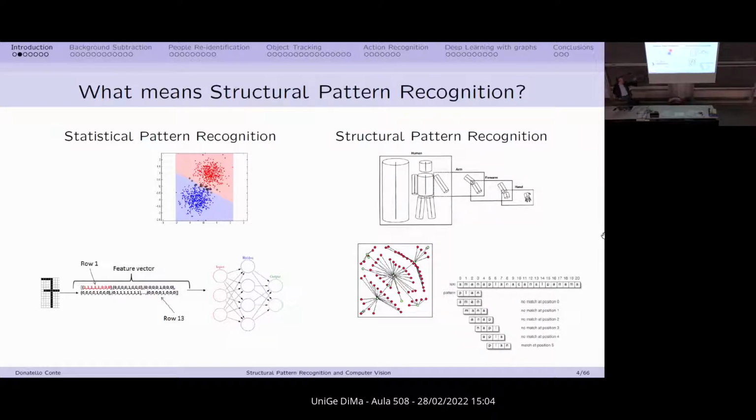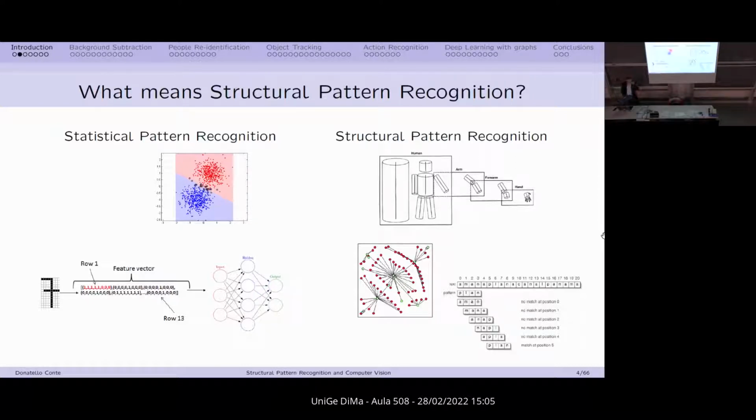So what is the idea in statistical pattern recognition? Data are typically represented by vectors, and here there are just some examples. But the idea is that all data, even images, video, and so on, are represented by Euclidean vectors, and within a Euclidean space we use classical tools like SVM or neural networks to classify data.